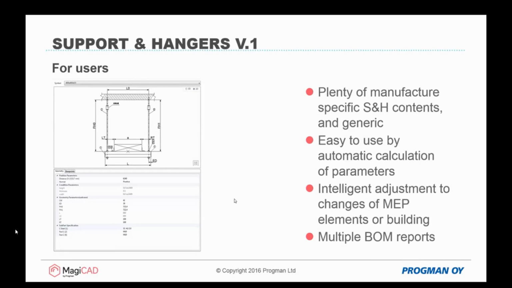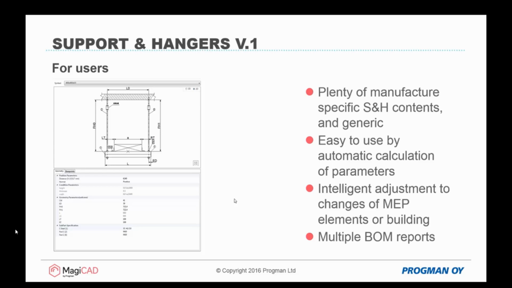The target with the Support and Hanger tool is to have an extensive product library consisting of both manufacturer-specific databases but also of generic parts that are assembled into Support and Hanger objects. By having this opportunity, it supports both the possibility to buy ready-made Support and Hanger products from manufacturers or making them themselves on the construction site.